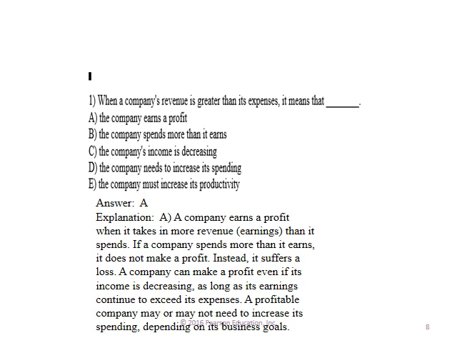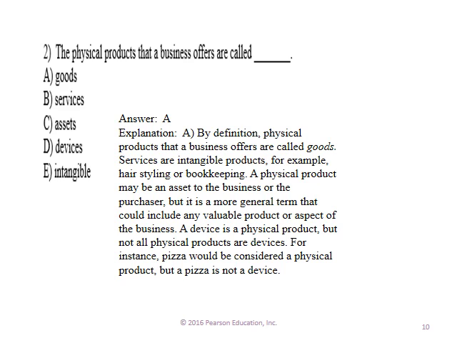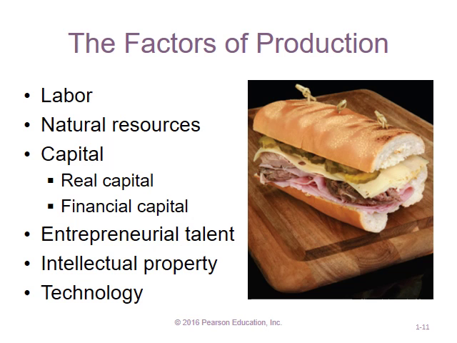Company earns a profit when it makes more revenue than it spends. Okay, all right, good. Let's take a look at another one. The physical product that a business offers are called, and if it's a physical product, it's what? It's goods. Very good. Okay, not services, goods. So the answer is A again here, from your quiz. All right, good. Let's take a look then at something called factors of production.